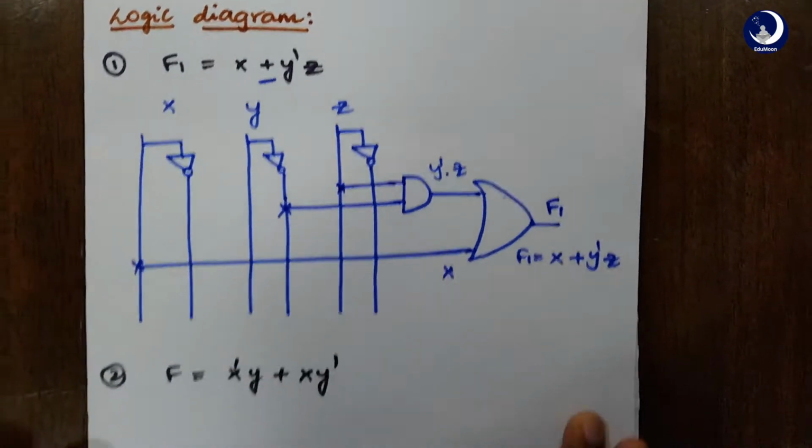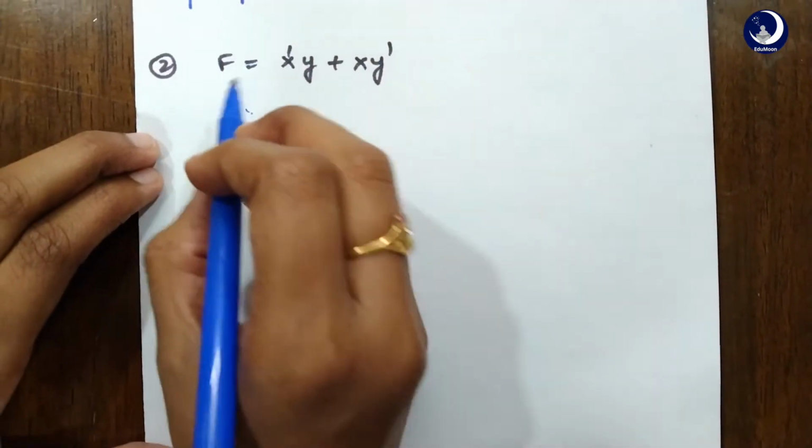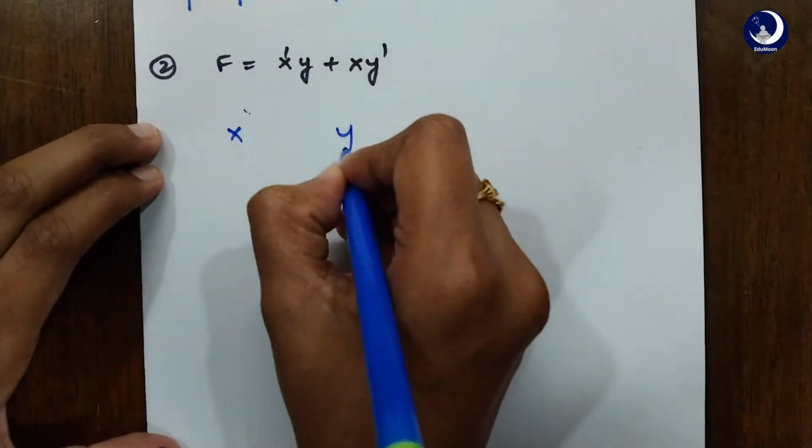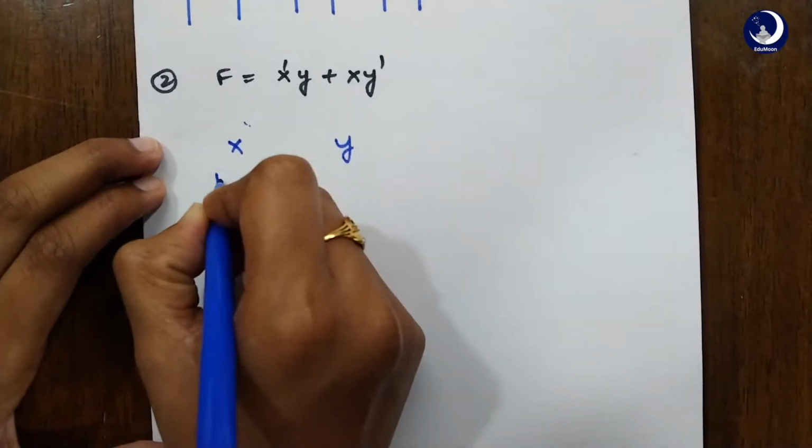Similarly, let's try solving the other question. So given f equals x bar y plus x y bar. Initially, you need to make 2 inputs for each and every Boolean variable.